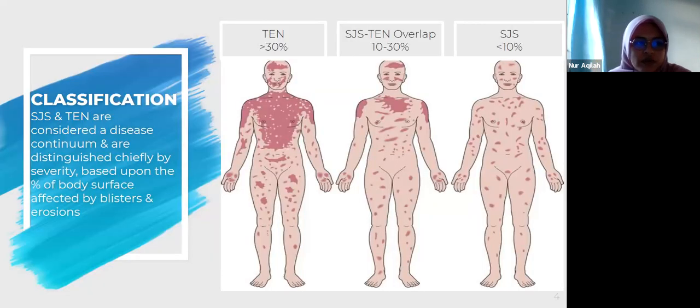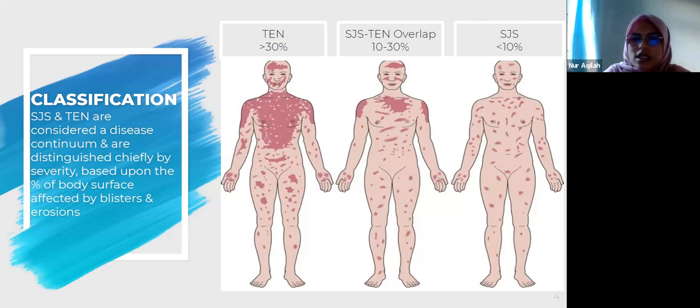So as I've said before, SJS and TEN are considered a disease continuum, and they are distinguished chiefly by severity based upon the percentage of the body surface area that is affected by blisters and erosions or detachment of the skin of the body surface area.